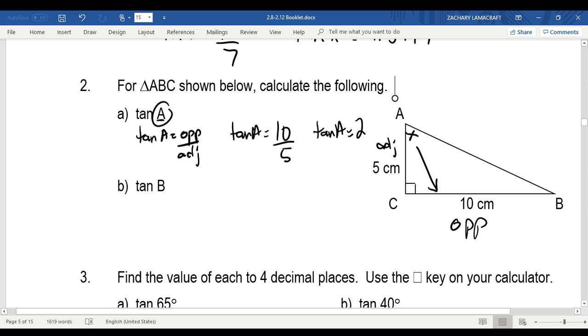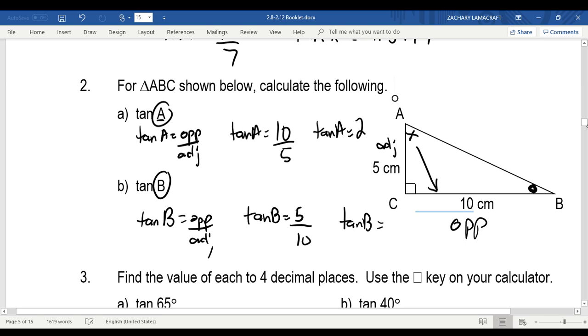So now things are going to change slightly. We're looking now at tan B. So what angle do we need to refer everything to now? B, right? It's that simple. I think we're overthinking it a little bit. So we refer to B. So this is the angle we're looking at now. What side is our opposite? Exactly. And what side is now our adjacent? 10, right? So then our answer being 0.5, right?